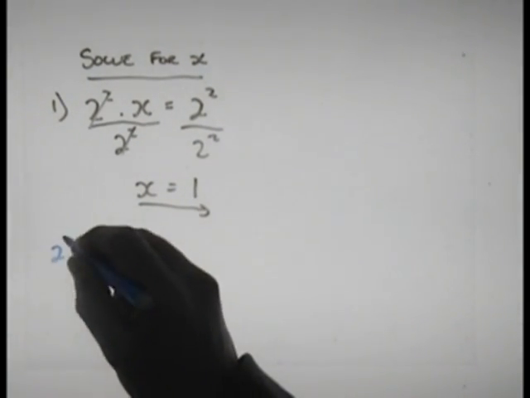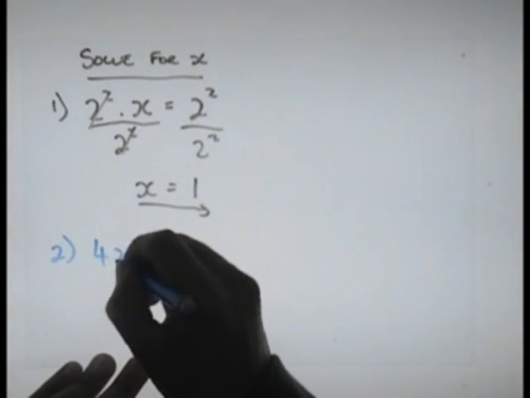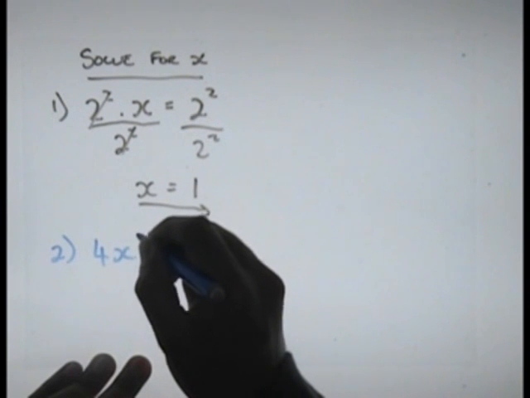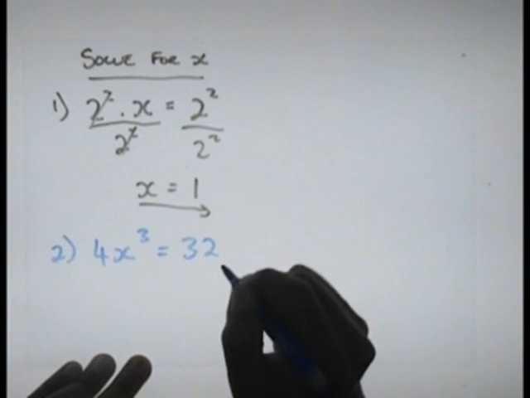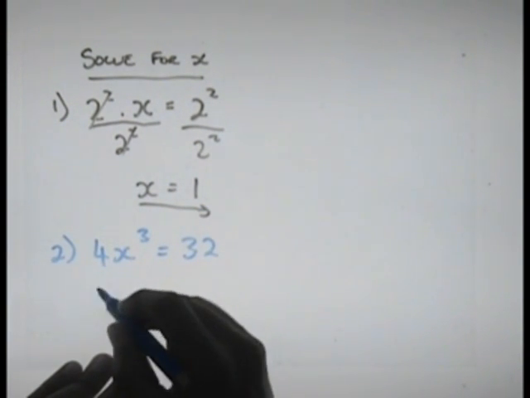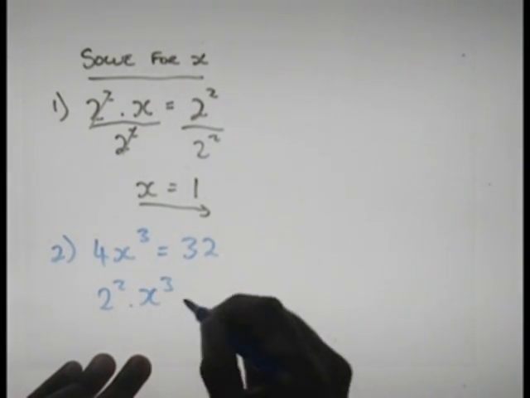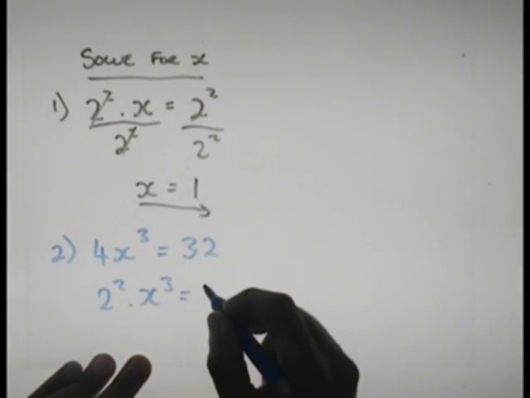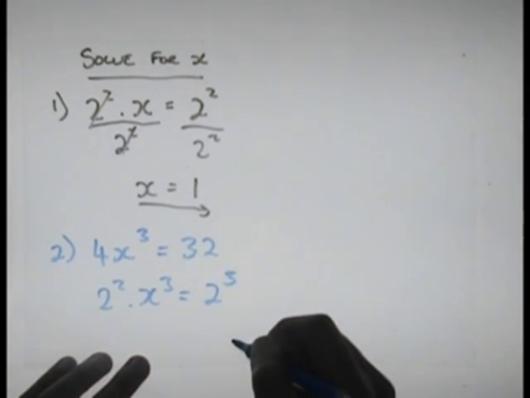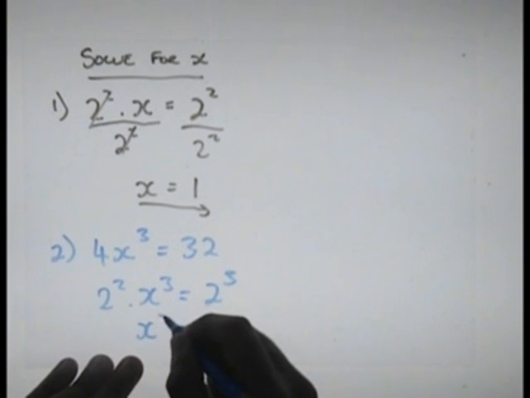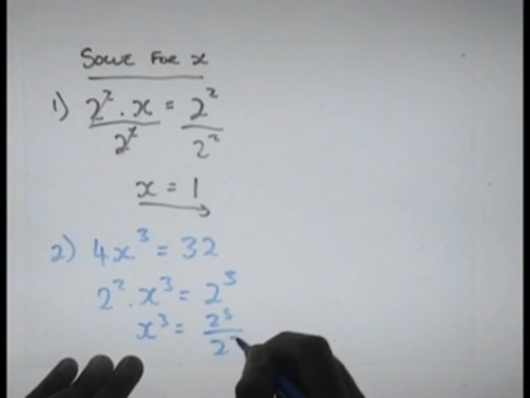The second solve for x question we had read 4 times x cubed is equal to 32. I'm going to start by turning that 4 into 2 squared times x cubed is equal to 32. I'm going to turn that into 2 to the power 5. That means that x cubed is equal to 2 to the 5 divided by 2 to the 2.